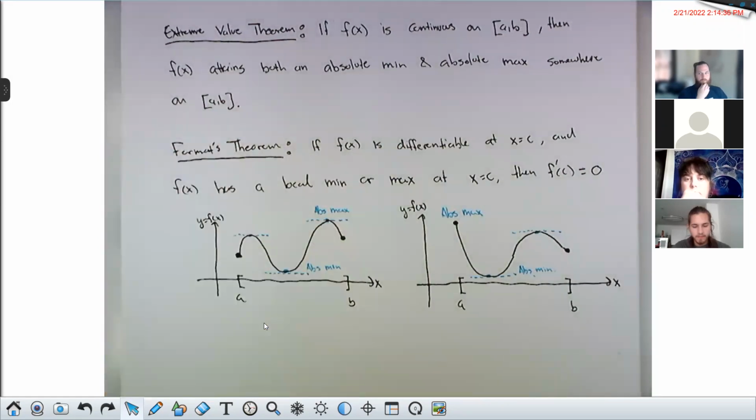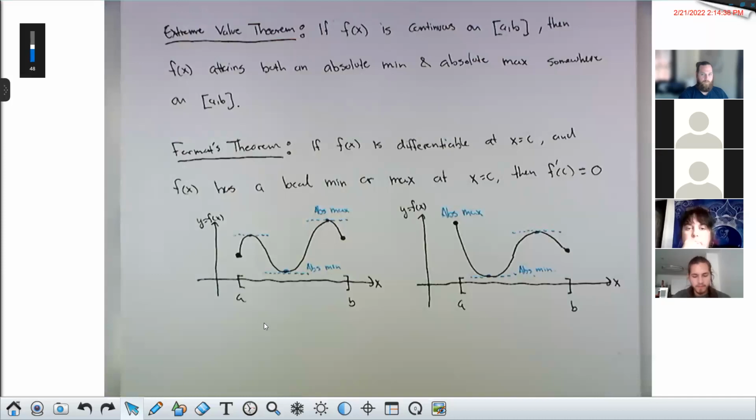Professor, I had a question. If we were to plot a sine graph, does that mean we would have multiple absolute mins and max, or would it only be one max and one min?